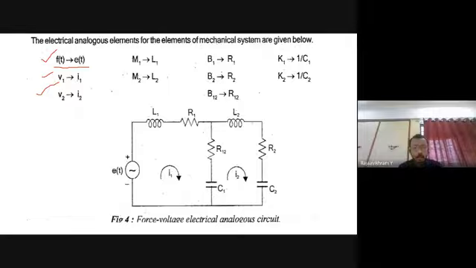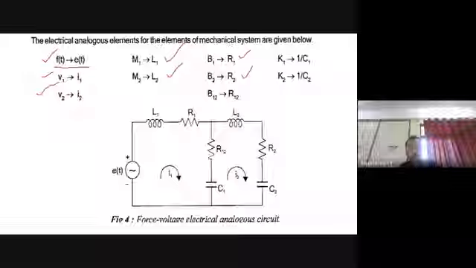Next, M1, which is represented by mass, is equivalently represented by L1, and M2 is represented by L2. Next, you know that B1 is represented by R1, B2 is represented by R2, and B12 is common between M1 and M2. Therefore, we are giving the name R suffix 12. Next one, K1 and K2. You know why we are putting 1 by C1 and 1 by C2.